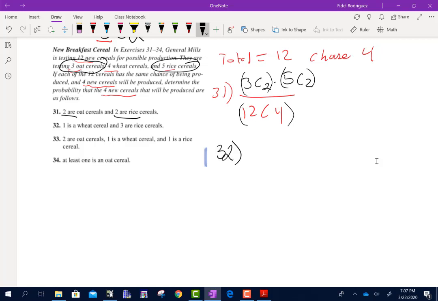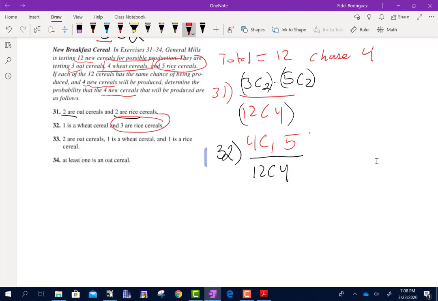Okay, let's do 32. So again, I know my denominator is going to be 12, choose 4. Okay, 1 is wheat. So how many? Let's do this real quick. Okay, how many wheat cereals do we have? We have 4 of them. So out of those 4, we want 1 of them to be wheat. Out of the 5 rice cereals, we want 3 of them to be rice.